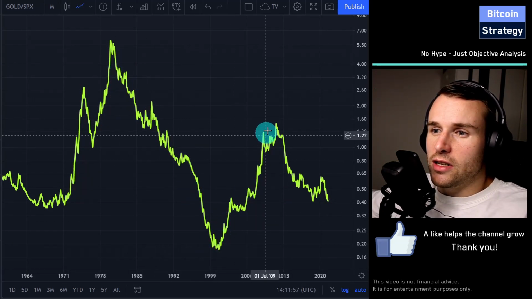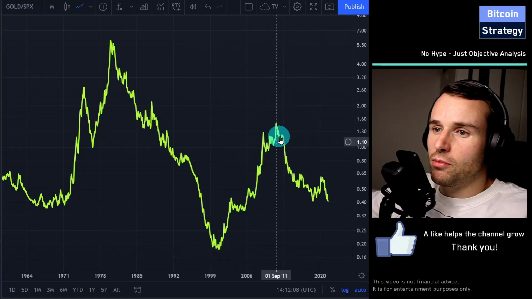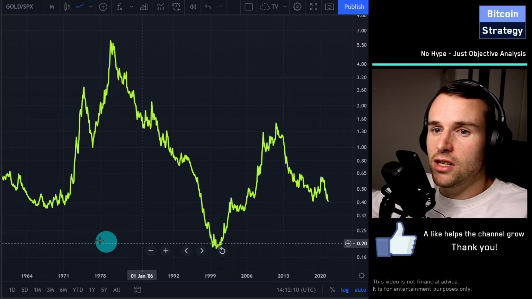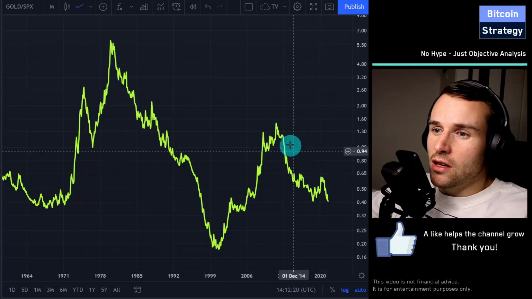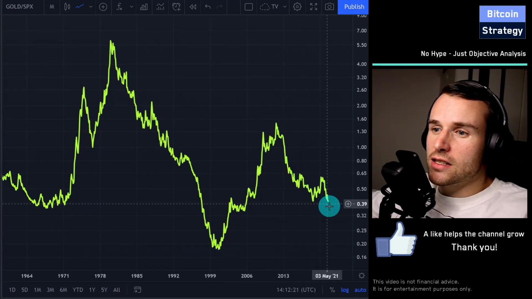Now, when I look at this relative gold chart, right, since 71, I feel these trends are relatively clear. We're either in times of complete disaster and uncertainty, or we are in quote-unquote regular times. And to me, this doesn't look like any disaster time right now.